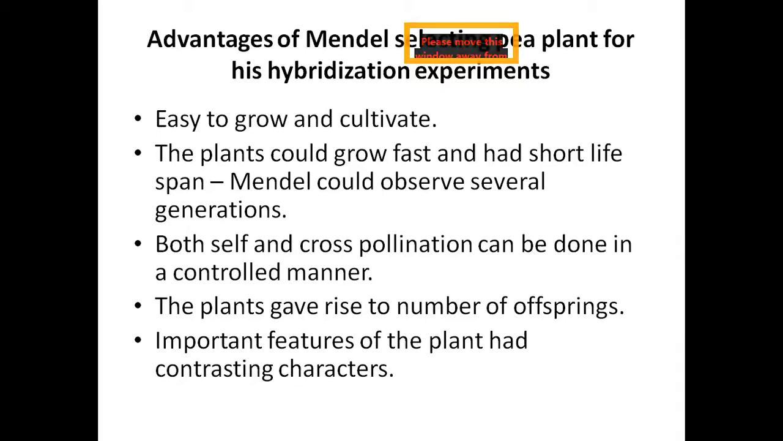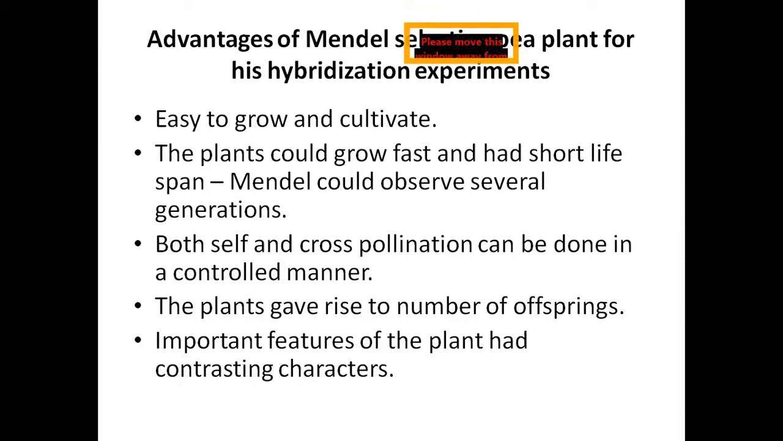Naturally, pea plants undergo self pollination, and through controlled pollination Mendel was also able to do cross pollination experiments. Both self and cross pollinations were possible in pea plants. Mendel used to emasculate, and after emasculation, cross pollination was done in order to conduct the hybridization experiments. Another advantage of the pea plant in hybridization experiments is the enormous number of offspring it produces, so it was easy for Mendel to study the variations in the character.